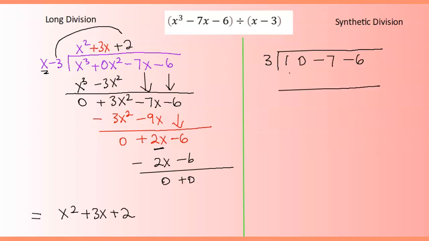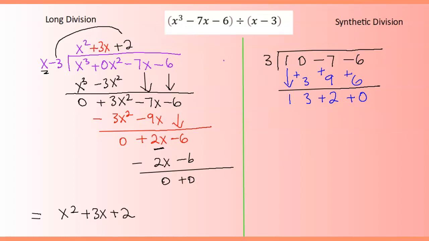You draw your line, you drop down your 1 here, you multiply, you get 3, you put it right here. Here you're adding 0 plus 3, which gives you 3. You multiply, that gives you 9, and you put it right here. You add, and that gives us plus 2. We multiply, we get 6 right here. We are adding this 2, and that gives us 0.